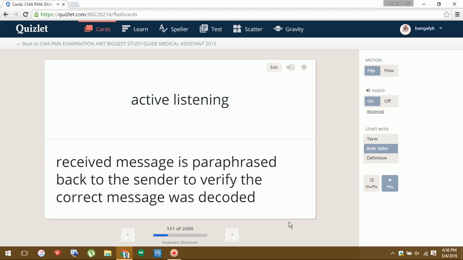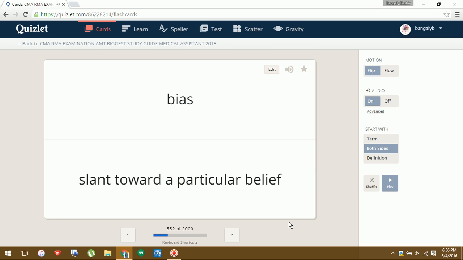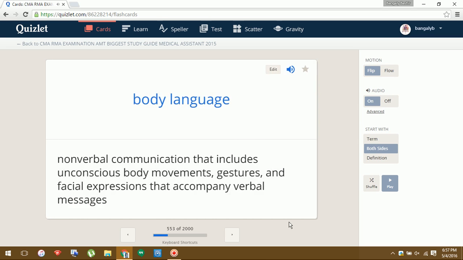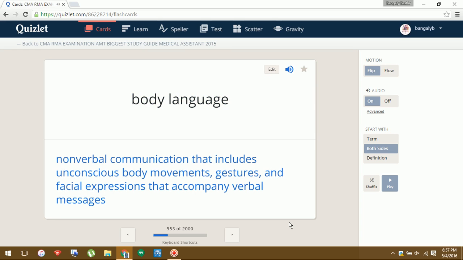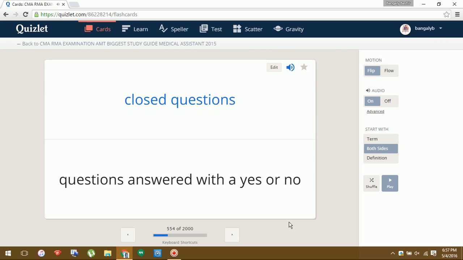Active listening. Received message is paraphrased back to the sender to verify the correct message was decoded. Bias. Slant toward a particular belief. Body language. Non-verbal communication that includes unconscious body movements, gestures, and facial expressions that accompany verbal messages. Closed questions. Questions answered with a yes or no.